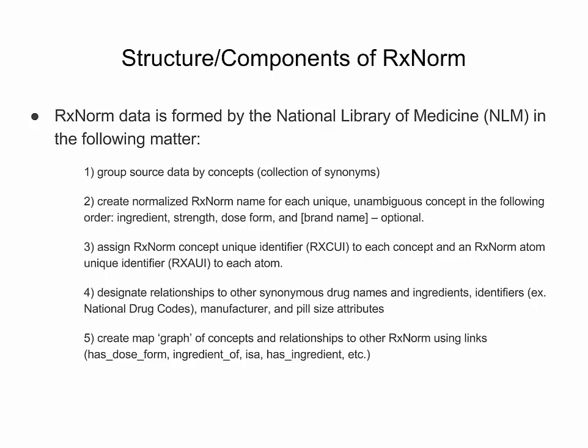Third, assign an RxNorm concept unique identifier, RxCUI, to each concept and an RxNorm atom unique identifier, RxAUI, to each atom. Fourth, designate relationships to other synonymous drug names and ingredients, identifiers, for example, national drug codes, manufacturer, and pill size attributes. And finally, create a map graph of concepts and relationships to other RxNorm using links: has dose form, ingredient of, ISA, has ingredient, etc.